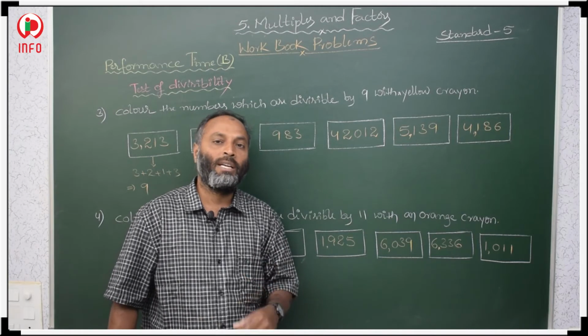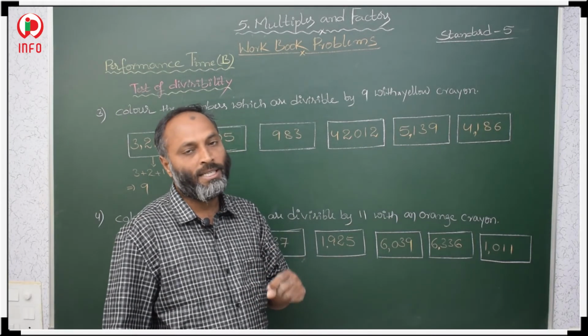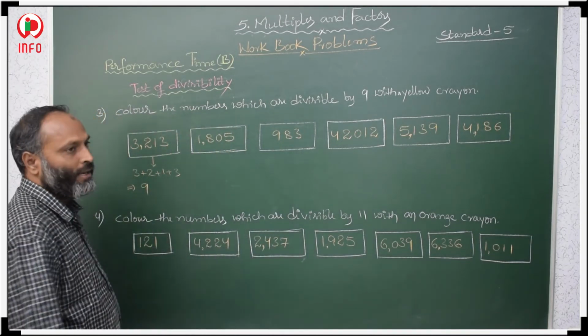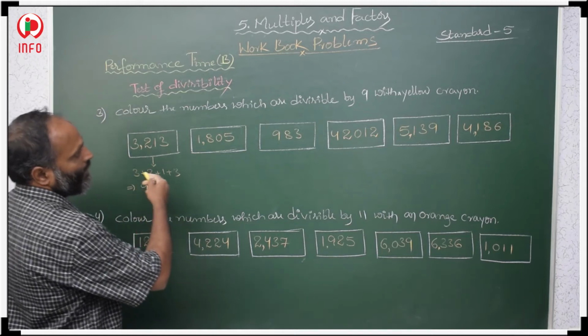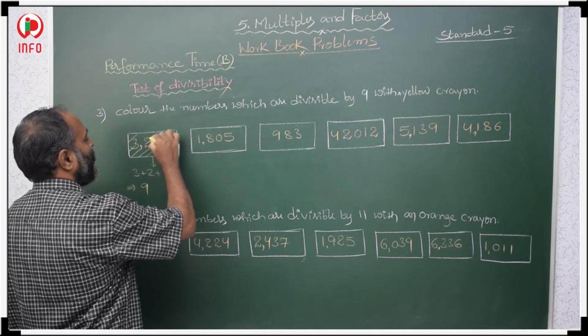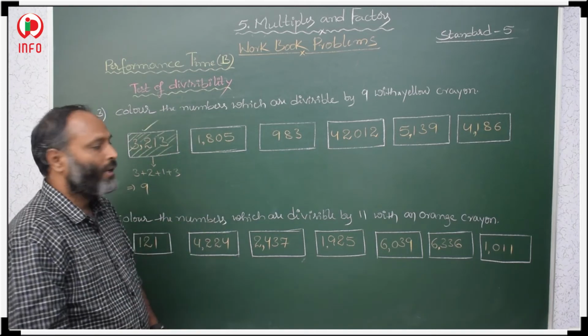So, we have to find the sum of the given number's digits. If the sum of the digits is divisible by 9, then the complete number is also divisible by 9. So, we have to mark it with yellow color. Use yellow crayons. Okay, so this one is divisible by 3.